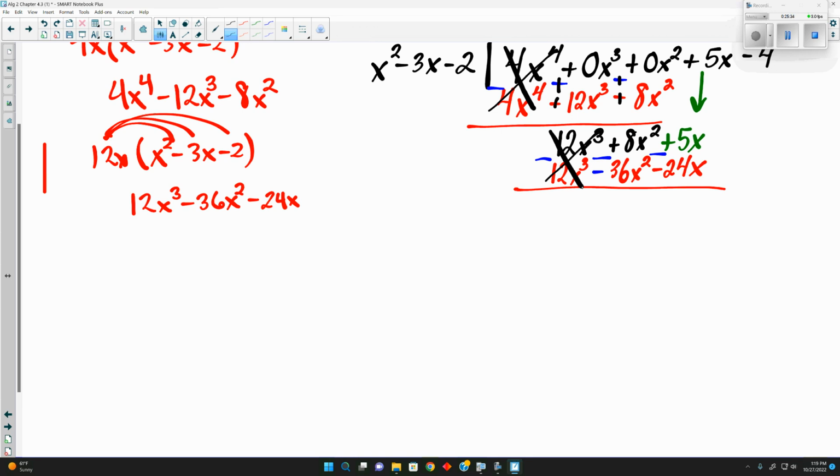8x squared minus negative 36x squared. Well, the negative make a positive, and indeed, 8x squared plus 36x squared is 44x squared. Our next one, 5x minus negative 24. Negative make a plus. And we have 29x. And lastly, we bring down the negative 4.